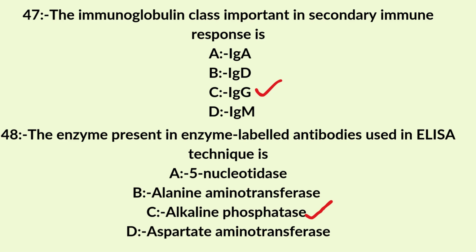The immunoglobulin class important in secondary immune response is, options: IgA, IgD, IgG, IgM. So the immunoglobulin which is important in secondary immune response is IgG. Next one, the enzyme present in enzyme labeled antibodies used in ELISA technique is, options: 5-nucleotidase, alanine aminotransferase, alkaline phosphatase, aspartate aminotransferase. Answer is alkaline phosphatase.